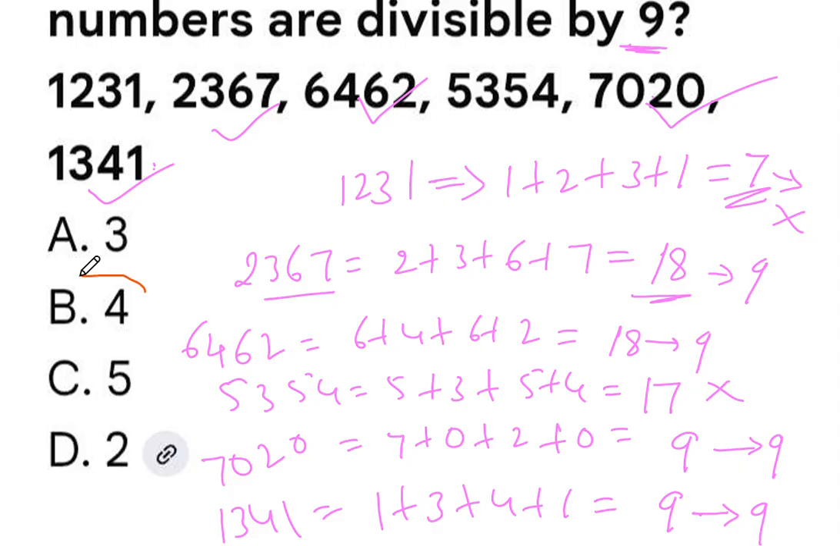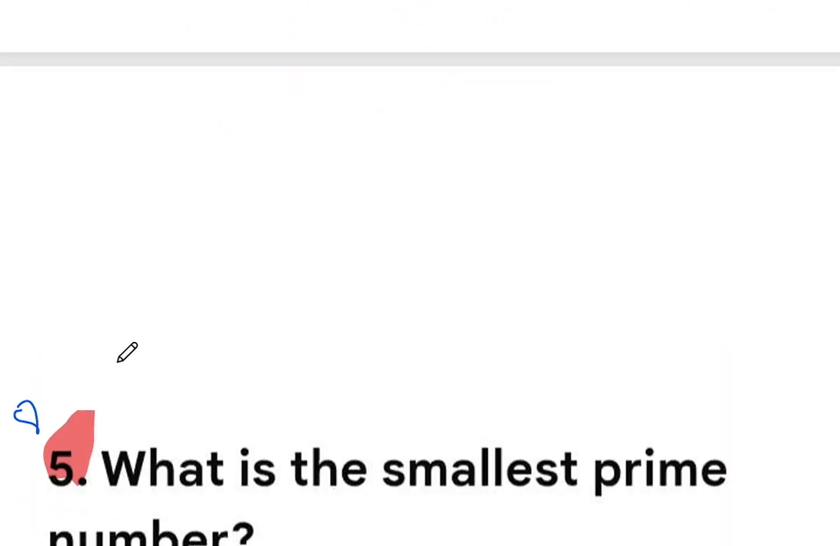So 4 is here. 4 numbers are divisible by 9 among these numbers. Okay. So for 3 also the same condition. Divisibility by 3 and 9 have the same rule. Okay.